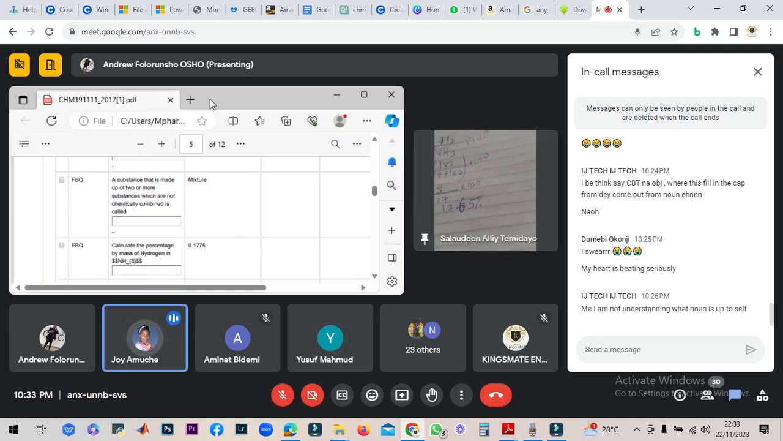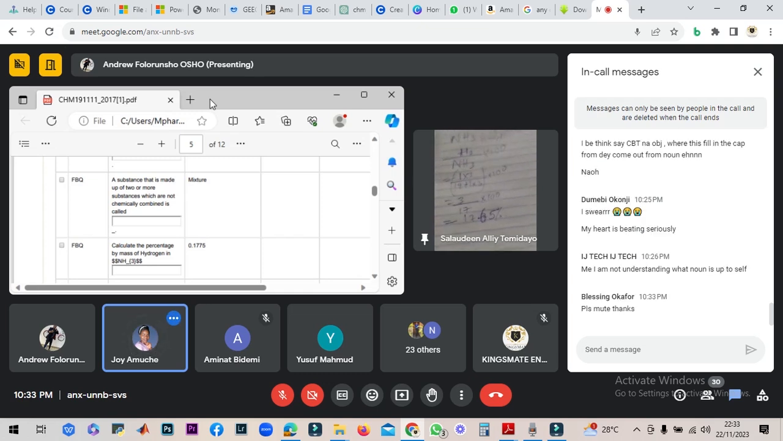Okay, you said nitrogen is 14, right? Yes. Nitrogen is 14. So nitrogen will be nitrogen over NH3 times 100. Everyone can try that by themselves. This is the formula you're using. Nitrogen is 14. So that's 14 over 14 plus 1 times 3. That's 14 over 17 times 100. Maybe you get 82.